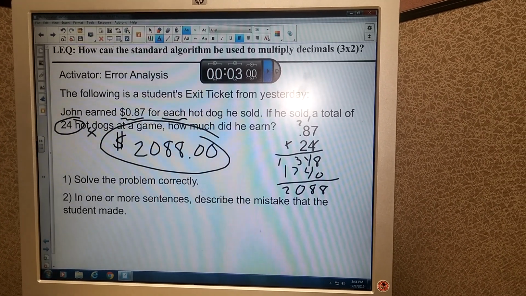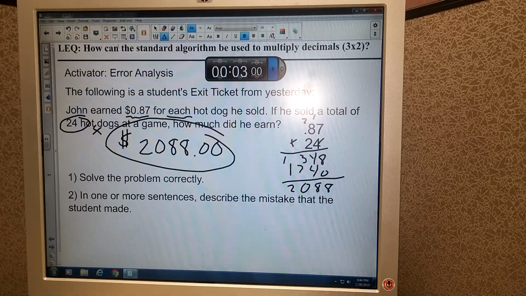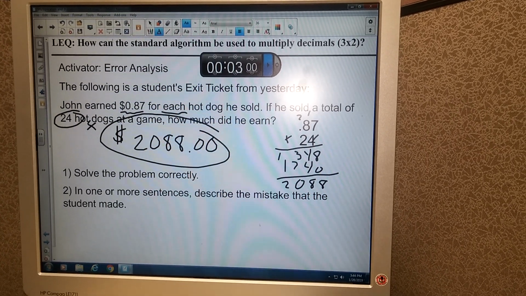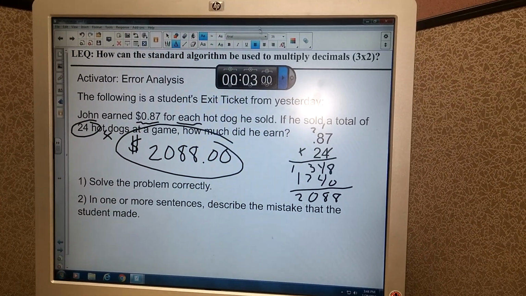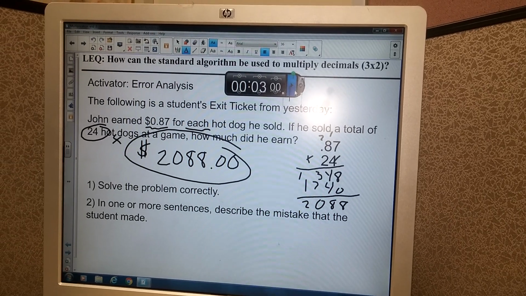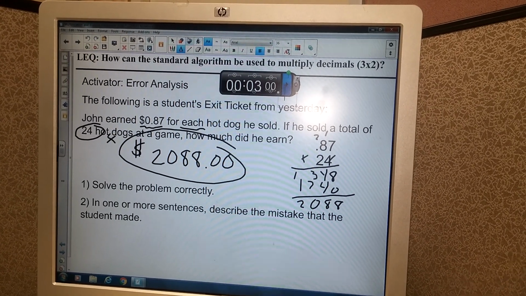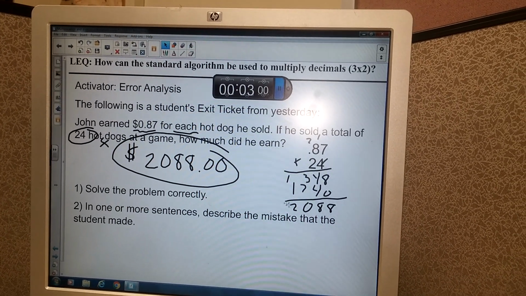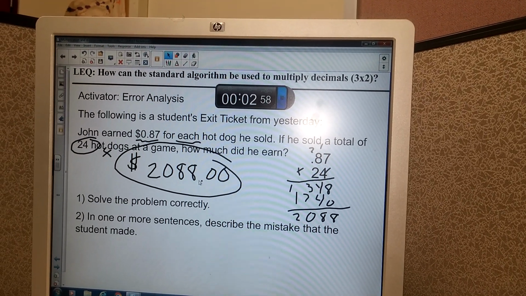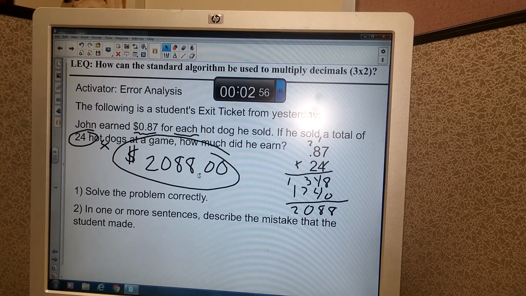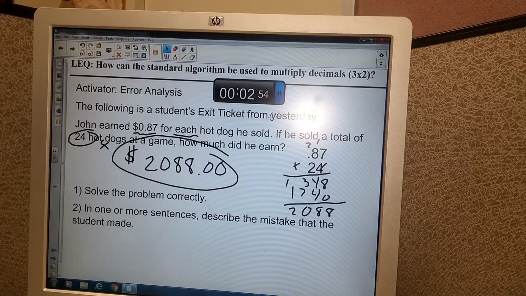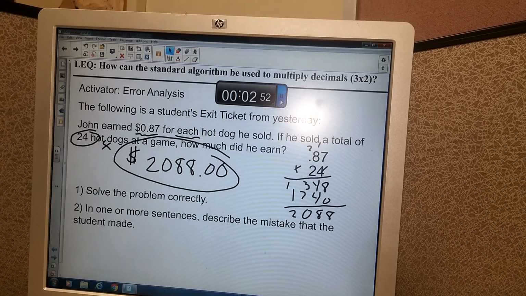The following is the student's exit ticket from yesterday. It says John earned 87 cents for each hot dog he sold. If he sold a total of 24 hot dogs at a game, how much did he earn? Your job is to do two things. First, solve this problem correctly, because $2,088 is not the right answer. Once you solve it correctly, describe the mistake the student made. Pause the tape now and answer it.